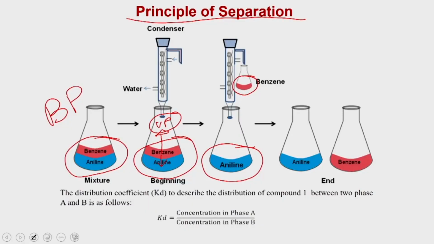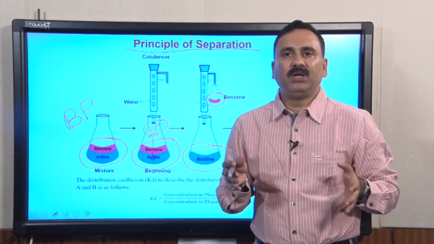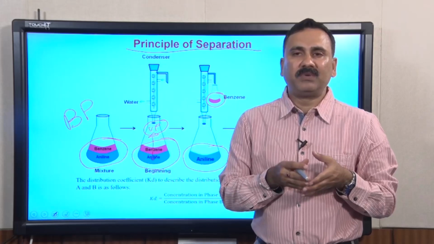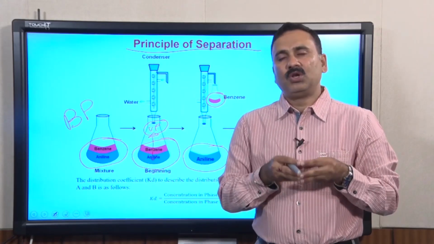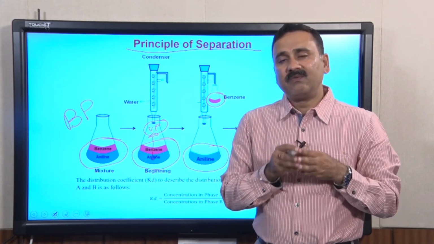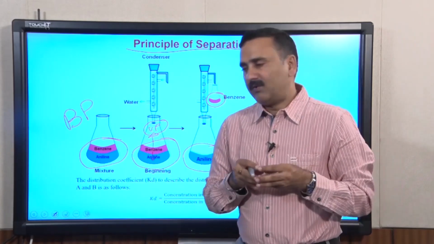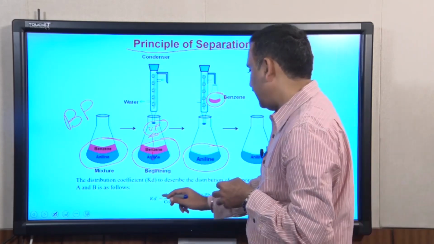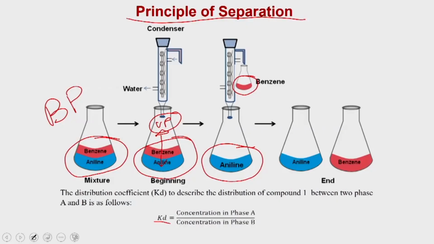And this phenomenon of distributing the molecule into two phases is actually the basic principle of separation, and the parameter which measures the distribution of molecules into the different phases is called the distribution coefficient. The formula for the distribution coefficient is that Kd is equivalent to the concentration of the molecule in phase A versus the concentration of the molecule in phase B.